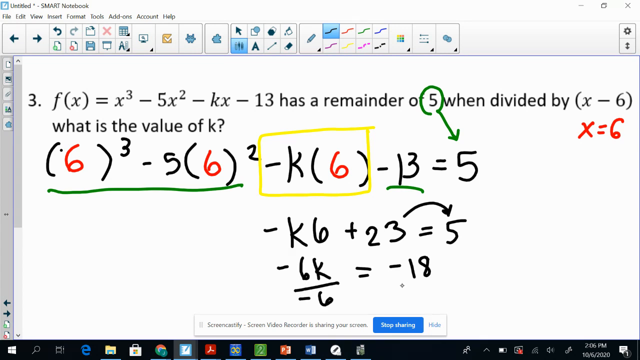Divide by that negative 6. Divide by negative 6. And k equals 3. The most popular misconception answer is you will tell me that the answer is 23. Or you'll tell me that it's a negative 18. So be careful. Again, if k is attached to one of your x's, then you have a little more math to do. So just slow down. Again, pay attention and make sure you're plugging it in your calculator.